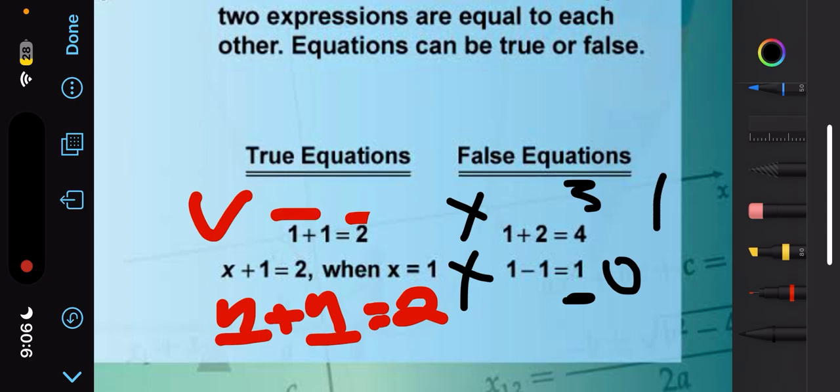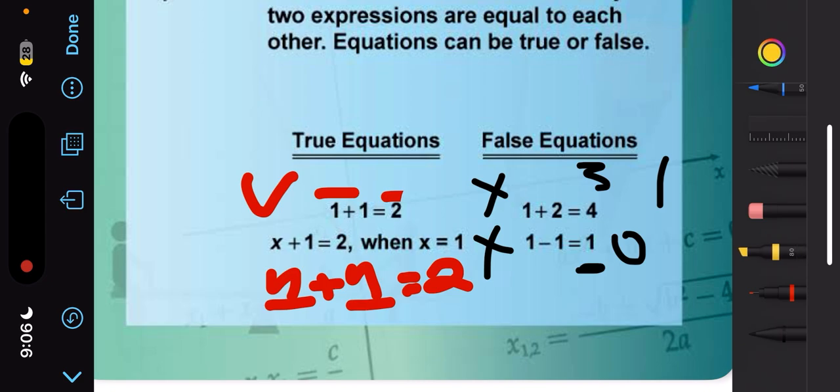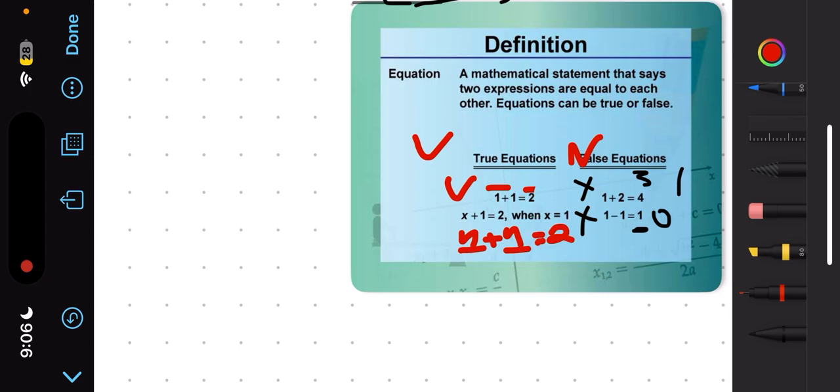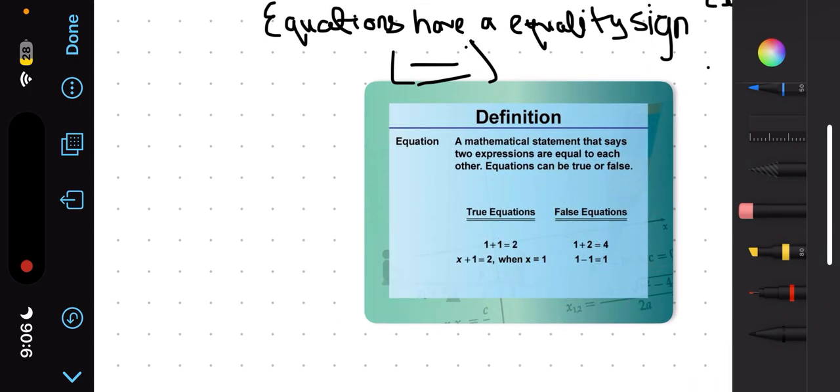Make sure these types of questions can come in the exam as true or false, or it could be anything, so make sure that you are preparing for it. Okay, now this is clear, true equation and false equation. Now the main types of equation, as we will be covering the O levels syllabus.